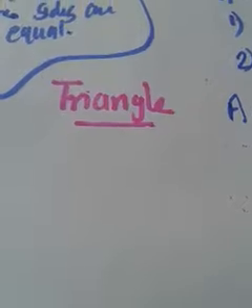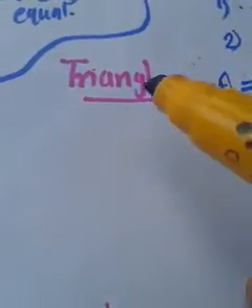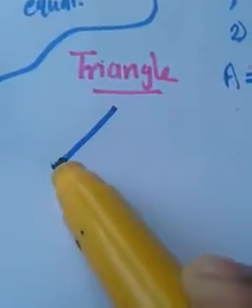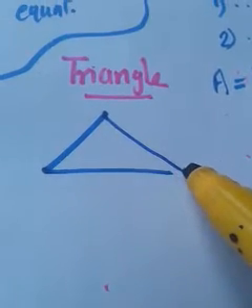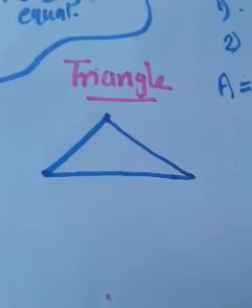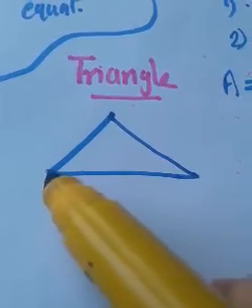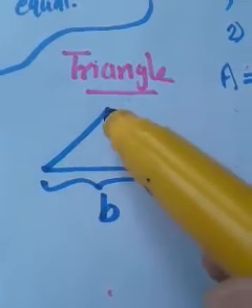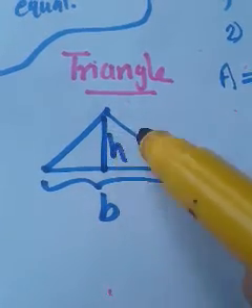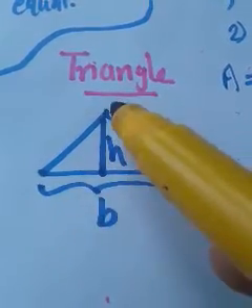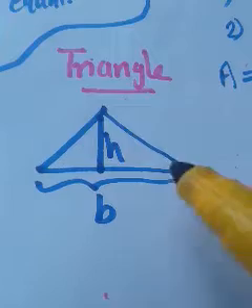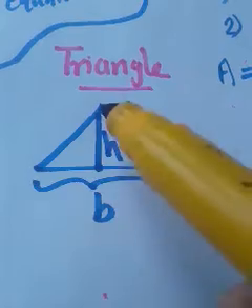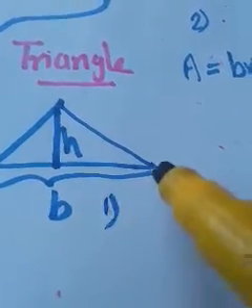Now let us start thinking about triangle. Triangle is the most important shape. This is the shape of a triangle. Generally we are drawing triangle like this, and in the triangle this side is known as base. We can represent it as B, and this is known as height. This is known as base and this is known as height. Clear? Base and height.